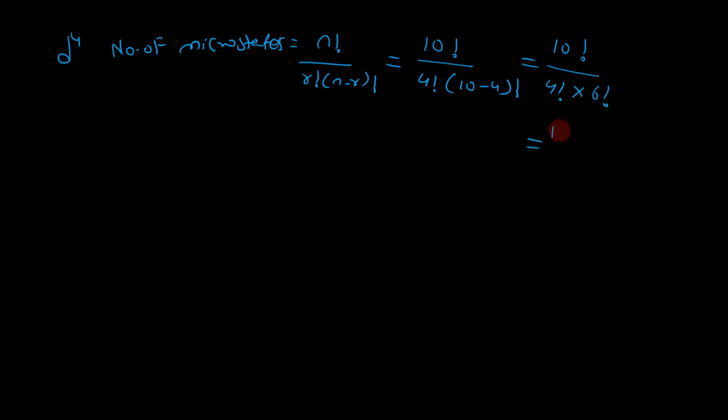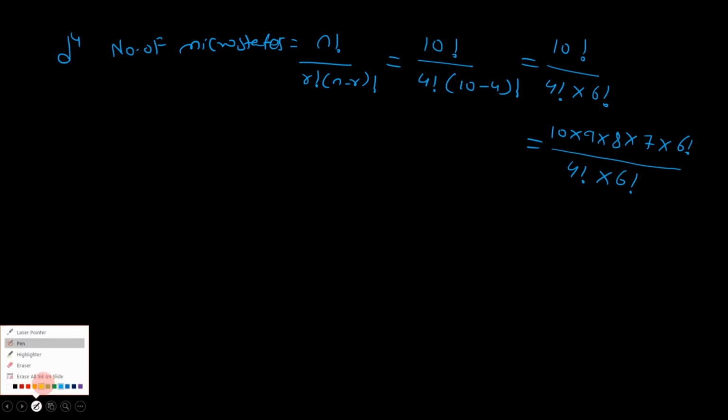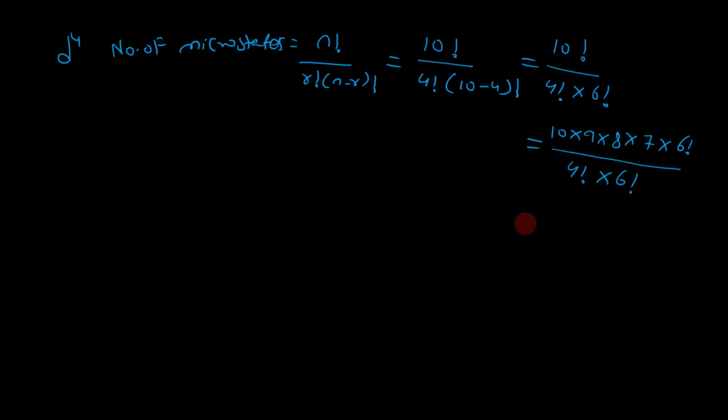So we can write this as 10 into 9 into 8 into 7 into 6 factorial divided by 4 factorial into 6 factorial. Okay. So when we solve this, the 6 factorial cancels. We write 10 into 9 into 8 into 7 divided by 4 factorial, which we can write as 4 into 3 into 2 into 1.